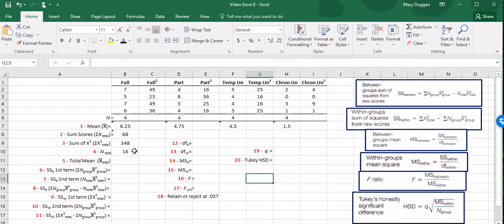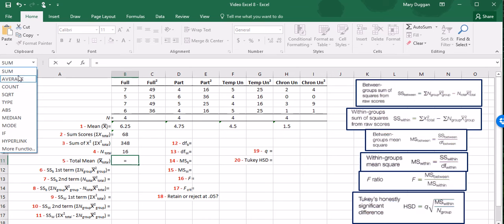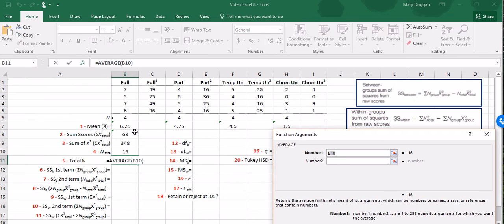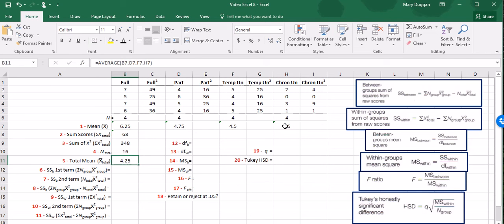Okay, and then step 4 we've already done with the N of 16. Now we're being asked to calculate the total average, or the average of all of the scores combined. There are 2 ways to calculate the total average. The first is to take the average of the averages. So we'll try that. I'm going to do an equal sign, select my average button, and hold down the Control key. I'm going to select the first mean, the second mean, third and fourth. Press Return, and I end up with a total mean, or an average of the averages, of 4.25.